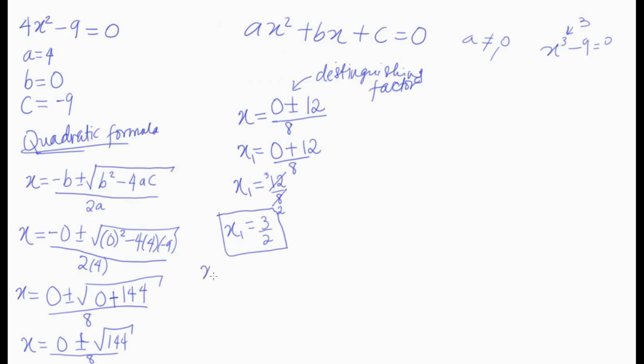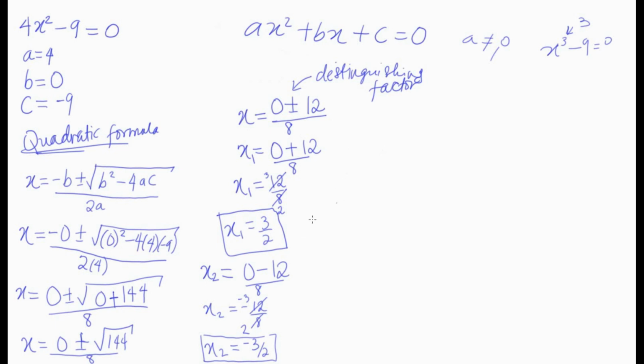Then we proceed to x sub 2. Because we've used a plus sign first to distinguish the value of x1, we're now going to use the negative sign to distinguish the value of x sub 2. So this is going to be 0 minus 12 over 8. x sub 2 equals negative 12 over 8. 4 here 2, 4 here negative 3. So x sub 2 equals negative 3 over 2. And this is the value here.